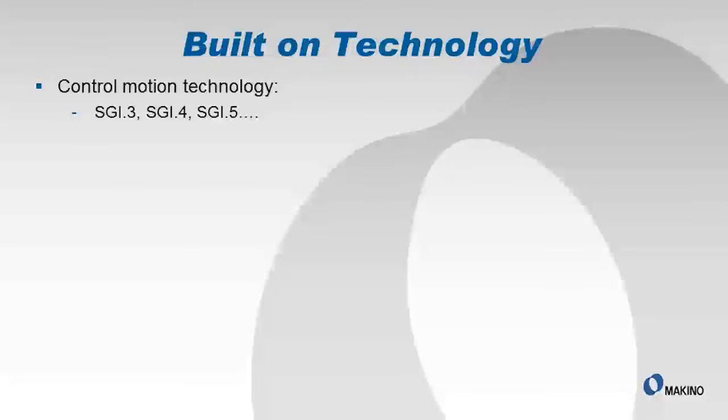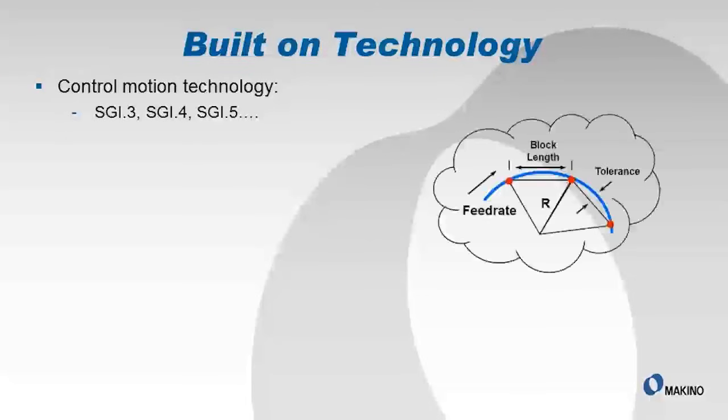Makino has had what we call super geometric intelligence, SGI 3, SGI 4. We're now on SGI 5. And if you're familiar with that at all, obviously it's using point-to-point and more points to allow us to run smaller and smaller block lengths, so therefore we can carry higher and higher velocities through complex contoured 3D shapes that are typical of die and mold and medical type applications.